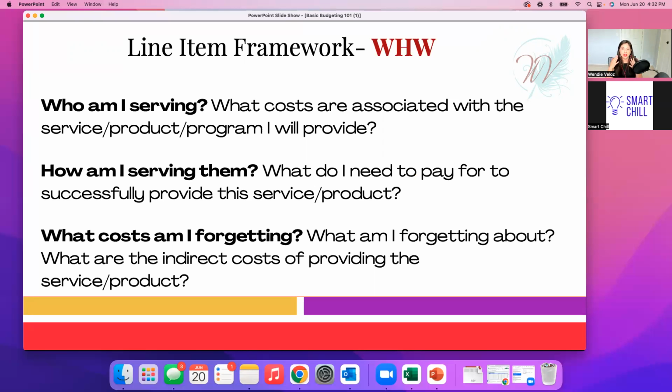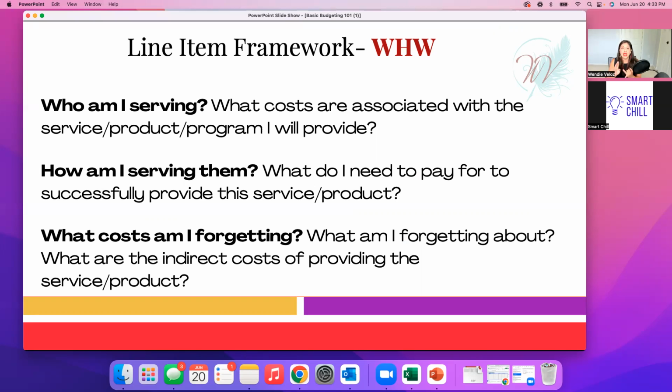And in order to do that, I have to translate that vision out of my head and into these line items. And usually this is where people get stuck because they're not really thinking through all of the little things that it's going to cost you to actually be successful. So in order to be successful, you really have to ask yourself these three questions.